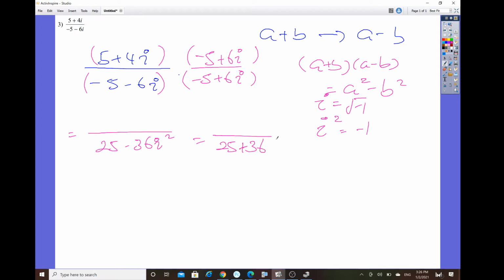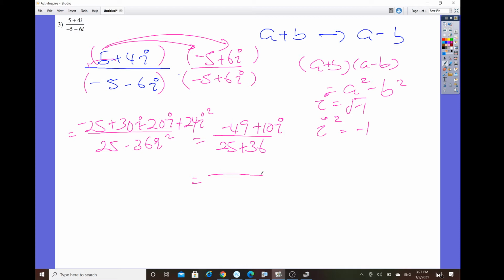Then the numerator, FOIL. First: -25. Outside: 5 times 6i, that'll be 36i. Well, excuse me, it's actually 30i. Inside: 4i times -5, -20i. Last: 4i times 6i, that'll be -24i squared, which is positive 24. Then combine the like terms in the numerator: -25 plus 24 gives -49... rather, -25 minus 24 is -49, and 30i minus 20i is 10i. For the denominator, combining 25 and 36 gives 61.